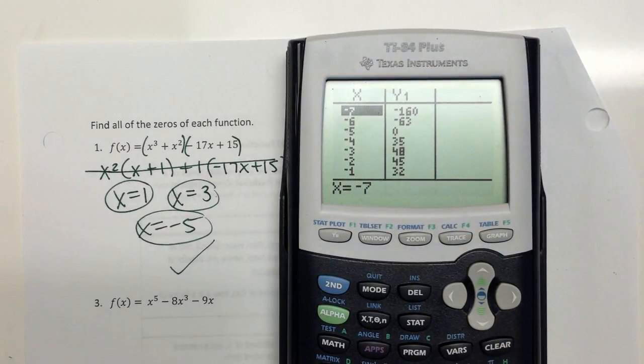When I did second graph, I got these numbers. You just have to scroll down.